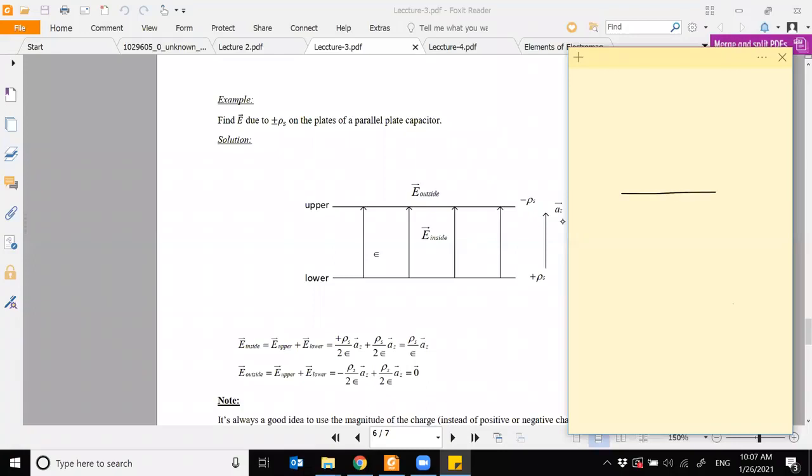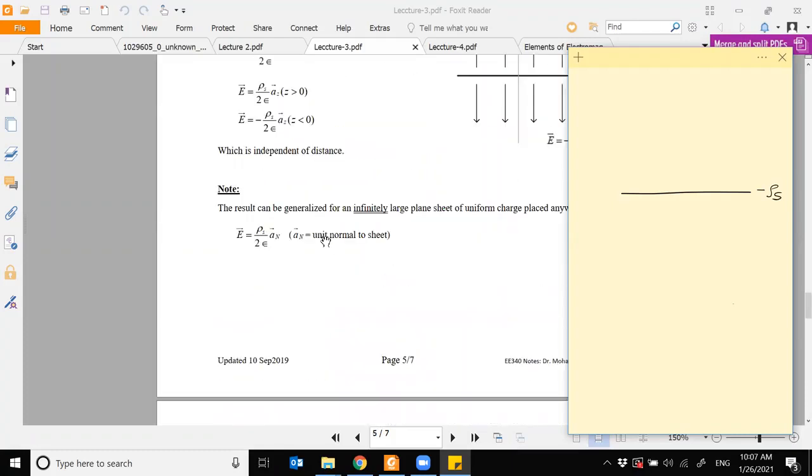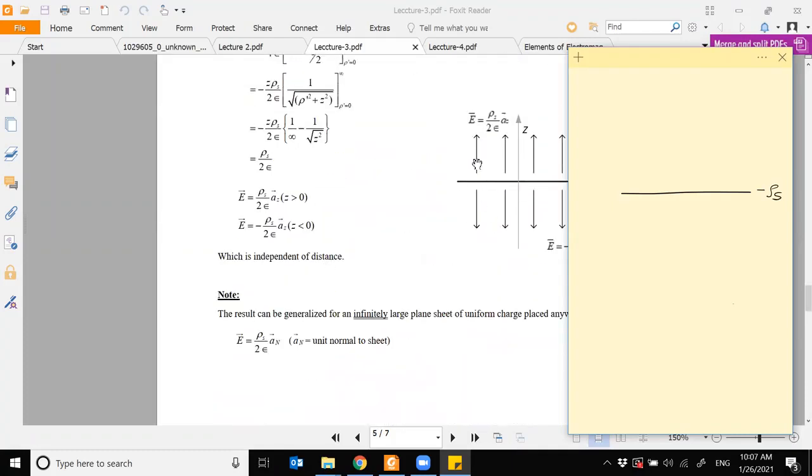So if this is your plate or your sheet and it has minus rho s, how would be the direction of the electric field for this minus rho s? As we have seen, for a sheet with positive charge rho s, the electric field is always going away from the sheet, very similar to the point charge. So if the charge is negative, then the electric field will be coming towards the sheet.